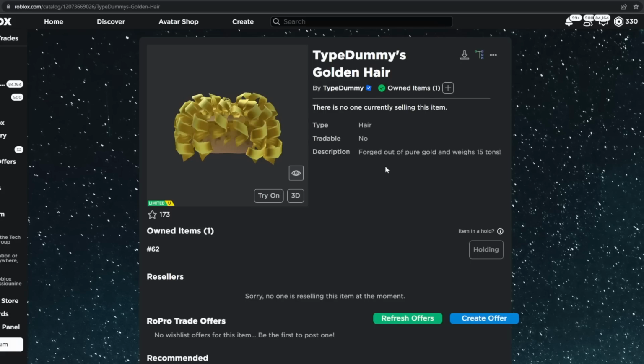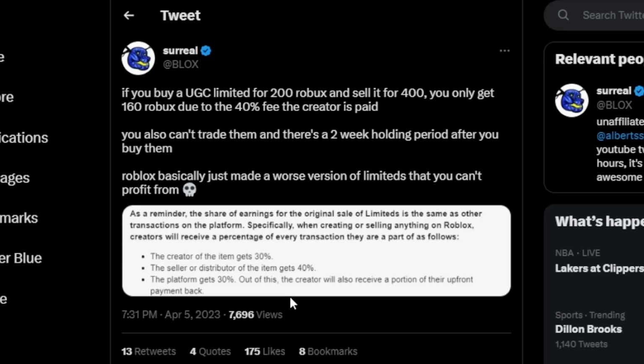But I also don't think that these UGC Limiteds are good at all. The problem starts with the percentages that are given out to the different parties in this whole transaction. First, the creator of the item will get 30%, which makes sense. And then the seller or distributor of the item only gets 40%. That's crazy. And then the platform, like Roblox, gets 30%. So just like any other limited, there was a 30% tax.